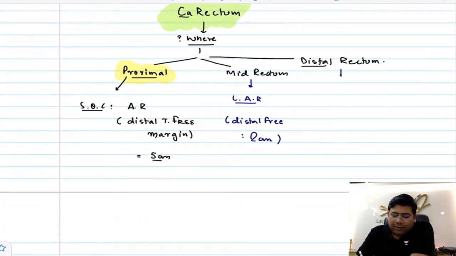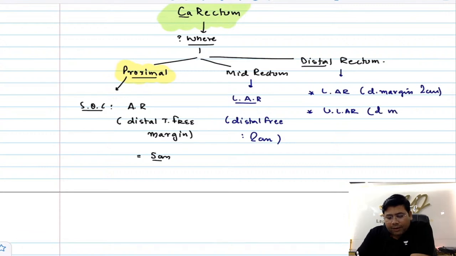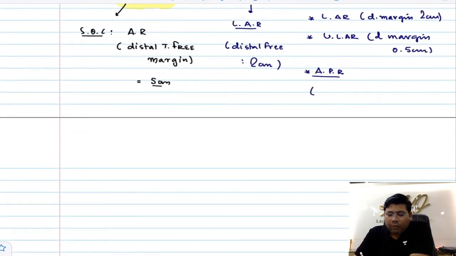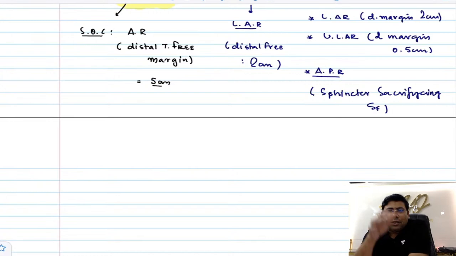And when we talk about distal rectum, we go for LAR, we may go for ultra low AR. Yes, what is the difference? In LAR the distal margin is 2 centimeters. Here the distal margin is 0.5 centimeters, and when it cannot be preserved, you can go for APR. What is APR? APR is abdominoperineal resection. This is a sphincter sacrificing surgery.